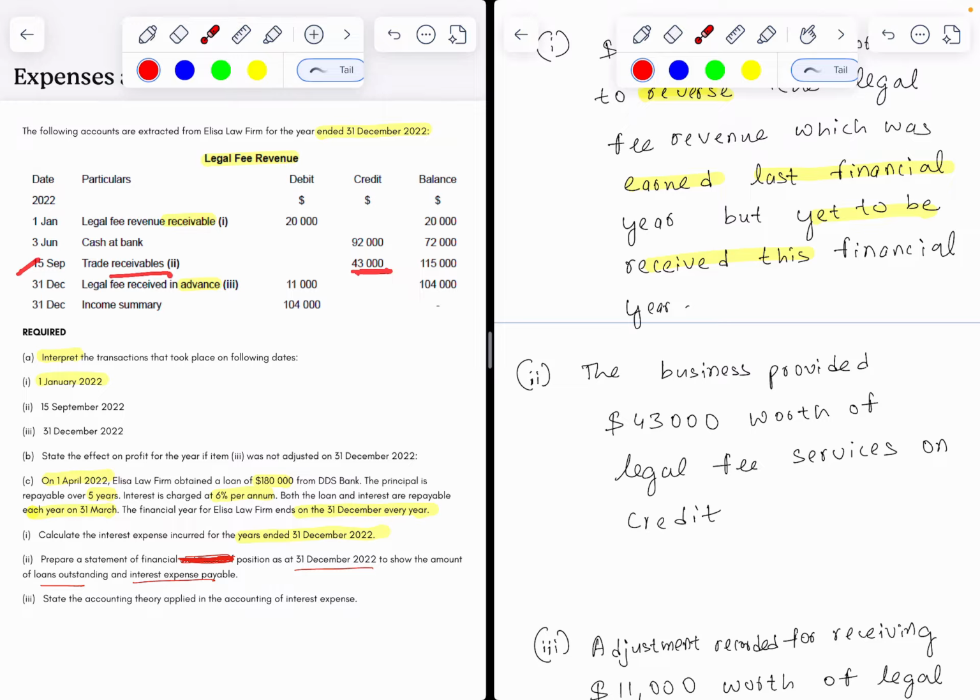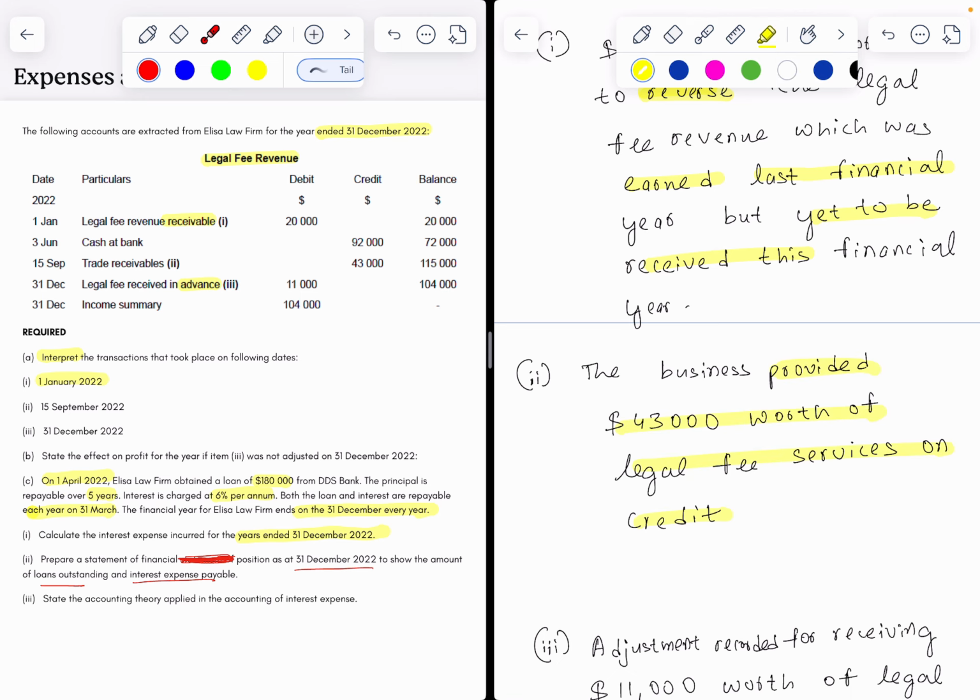And these customers owe us money, so we have some economic interest with these customers. Therefore, these customers are classified as our assets, and when assets increase, we would debit it, right? So when the services would have been provided, we would debit trade receivables by $43,000 and credit legal fee revenue by $43,000. So we can just simply state that on the 15th of September 2022, the business provided $43,000 worth of legal fee services on credit.